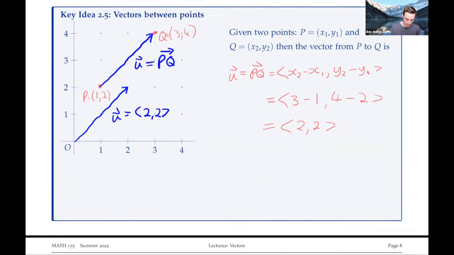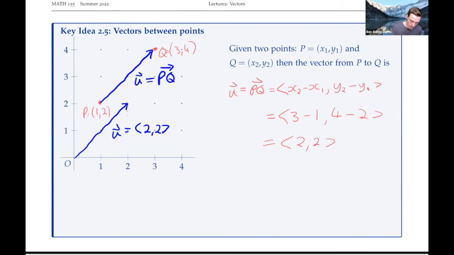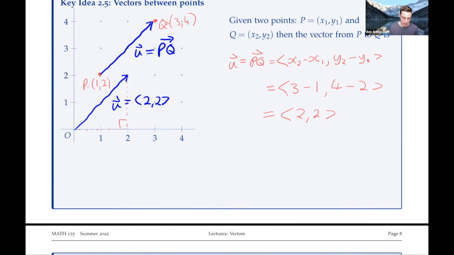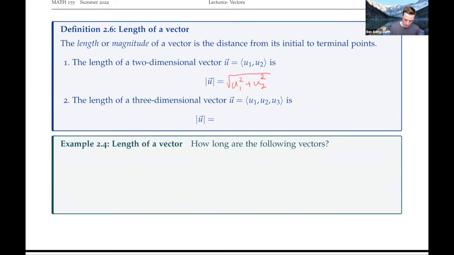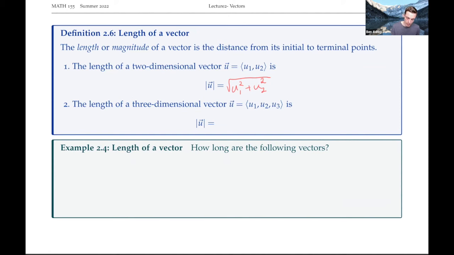We can see this if we go above. We can turn this into a right angled triangle, and work out the length of u just by using Pythagoras. And if we're in more dimensions, the same applies. So a 3-dimensional vector u with components u1, u2, and u3 has magnitude or length square root of u1 squared plus u2 squared plus u3 squared. Again, this applies in however many dimensions you have.